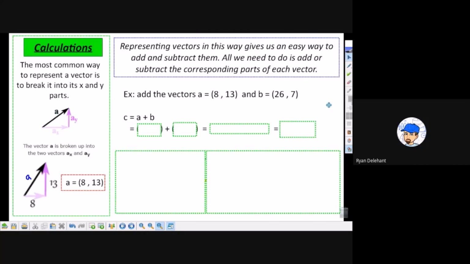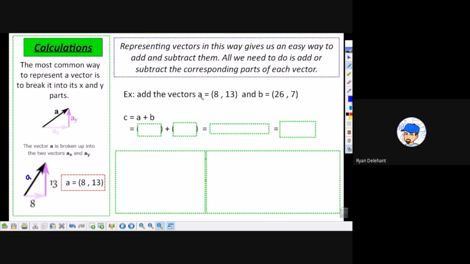So representing vectors this way gives us an easy way to add and subtract them. We're going to see how that looks the same as what we were doing geometrically, but we won't have to draw them anymore. So all we need to do is add or subtract the corresponding parts of each vector.